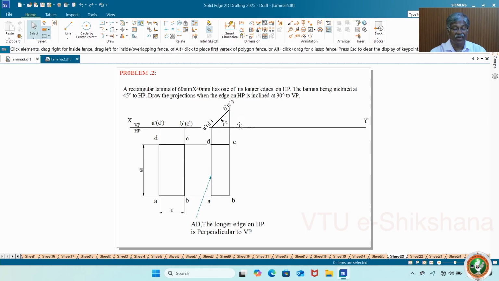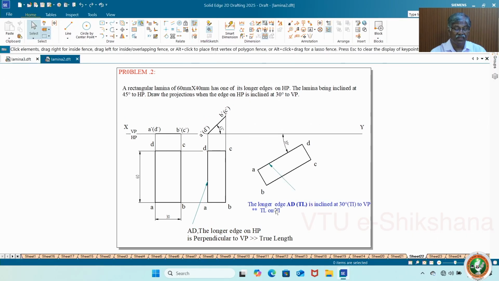Then try to get the top view. Again I have shown you AD, longer edge on HP perpendicular to VP. Then the rotation must be done, move and rotate. Okay, the longer edge AD is inclined at 30 degree to VP. Actually it is true length and true inclination. In future I always say TL and TI, because it is very important when dealing with the beta problem, that is apparent angle problem. That's why you should confirm whether it is true length.